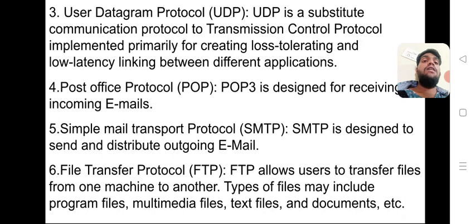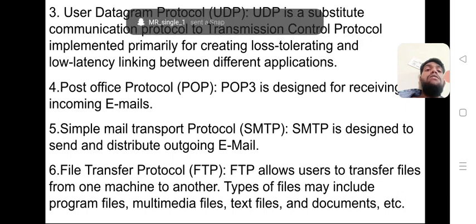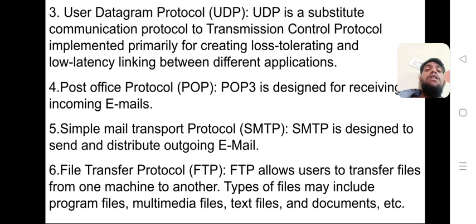User Datagram Protocol. UDP is a substitute communication protocol to Transmission Control Protocol implemented primarily for creating loss-tolerating and low-latency linking between different applications. Post Office Protocol, POP3, is designed for incoming emails. Simple Mail Transport Protocol, SMTP, is designed to send and distribute outgoing email. File Transfer Protocol, FTP, allows users to transfer files from one machine to another. Types of files may include program files, multimedia files, text files, and documents, etc.